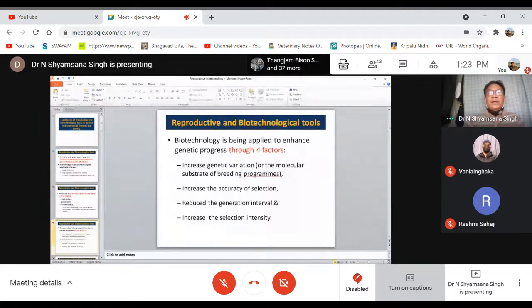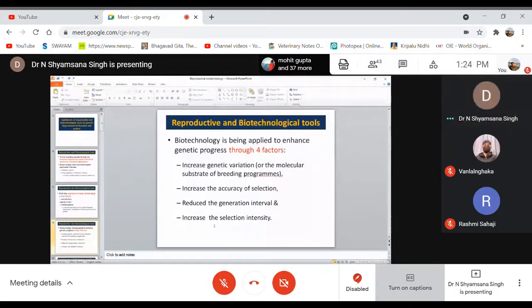These different techniques of biotechnology work through four factors. They increase the genetic variation, because through genetic variation only we can do some selection in the breeding program. Then they help in the accurate evaluation of the breeding value, that is accuracy of selection. Then they reduce the generation interval, which is very high in case of progeny testing, performance evaluation and all those things.